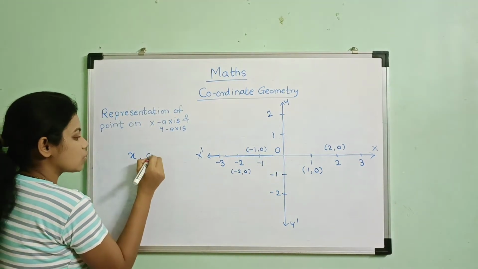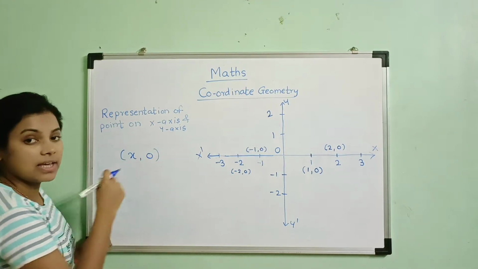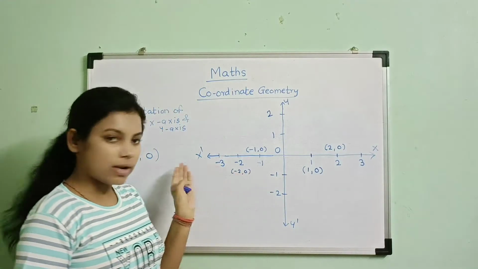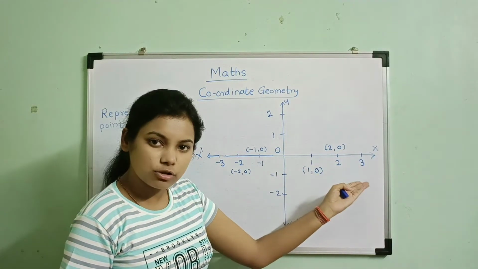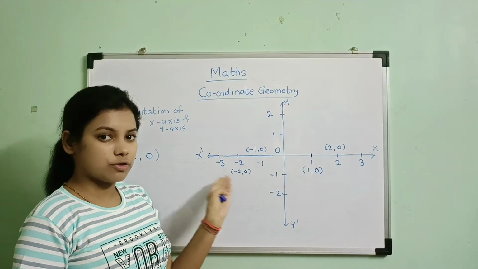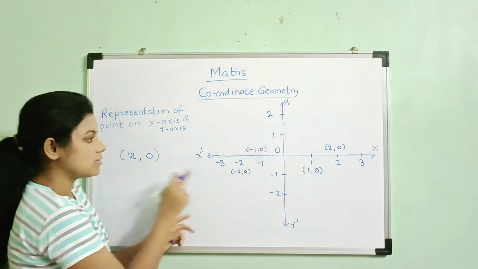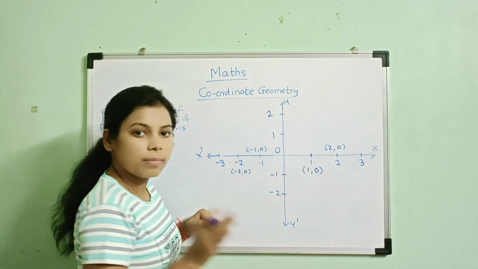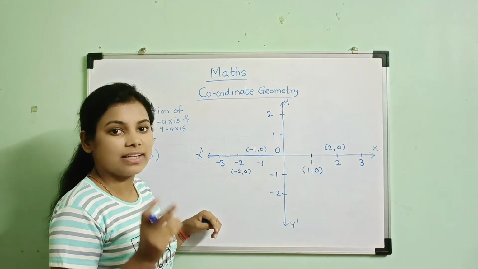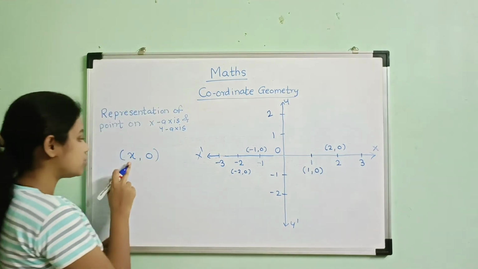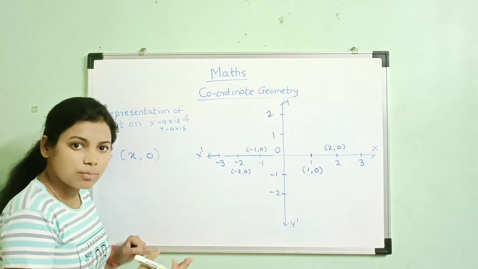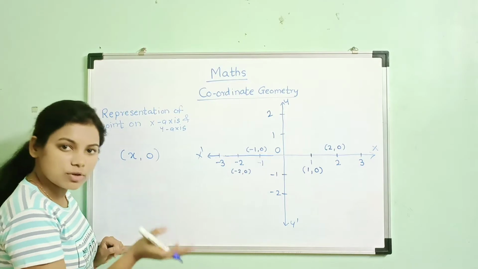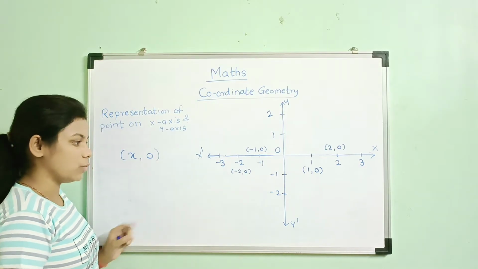Simply x, 0. x may be any value. It may be positive or negative. Means यहाँ पे positive values भी आ सकते हैं और negative values भी आ सकते हैं. And as we are seeing, in each point there is no movement in the y direction. Hence we are taking this as 0. Means the general format to express any point on the x-axis will be x, 0. x may be any positive or negative value.